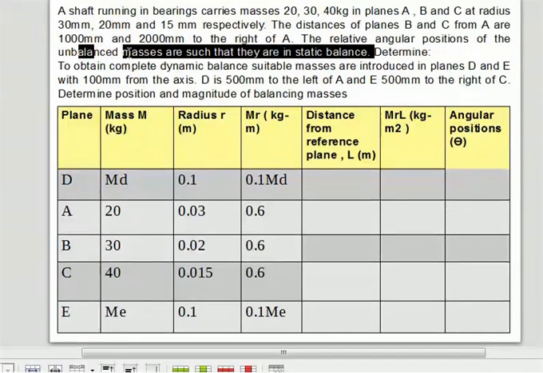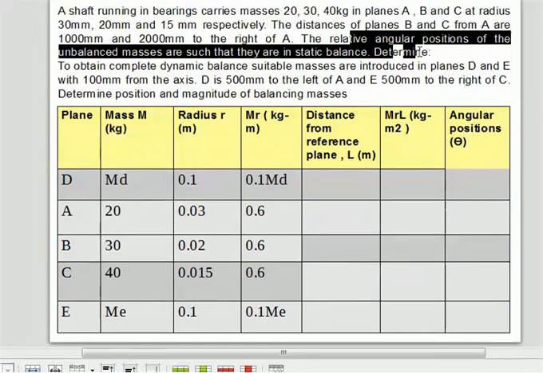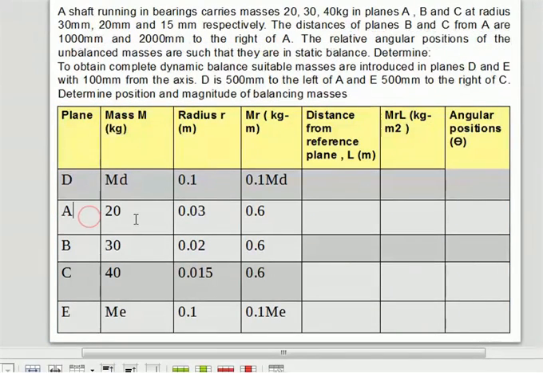in such problems you have to plot one more diagram called the static force polygon. And for constructing the static force polygon, I need these values. According to the statement, masses A, B, C are in static balance. That means these are the values corresponding to A, B and C. So using these 3 values we will construct the static force polygon. So we'll tell you how to construct the static force polygon.